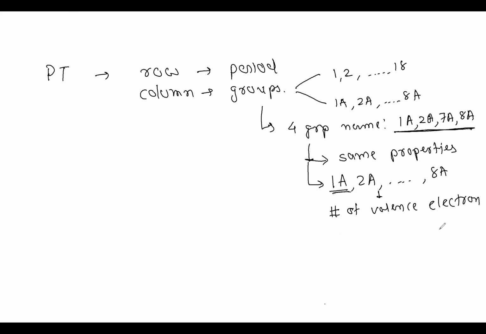Let's say you find the element F in the periodic table. You will see it is present in group 7A. What does it mean? It means F, which is called fluorine, has how many valence electrons? Because it is present in 7A, we can say it has 7 valence electrons. Do you understand? Okay, great.